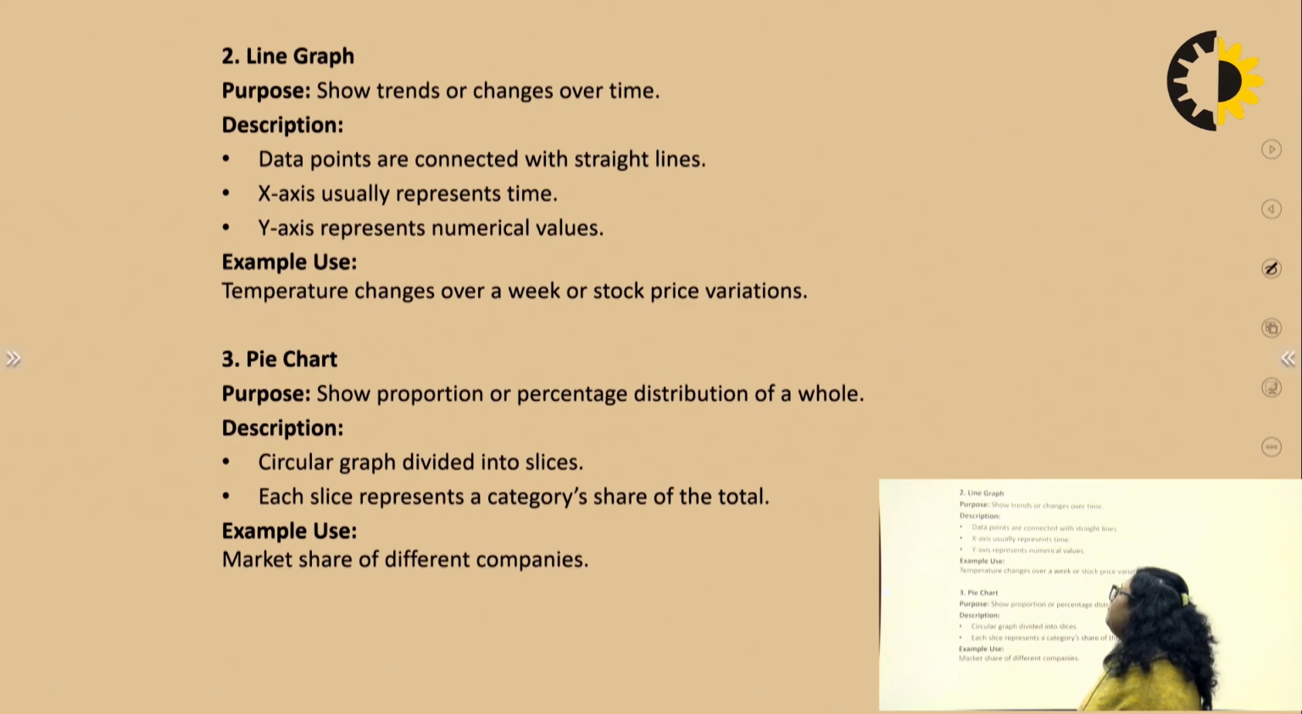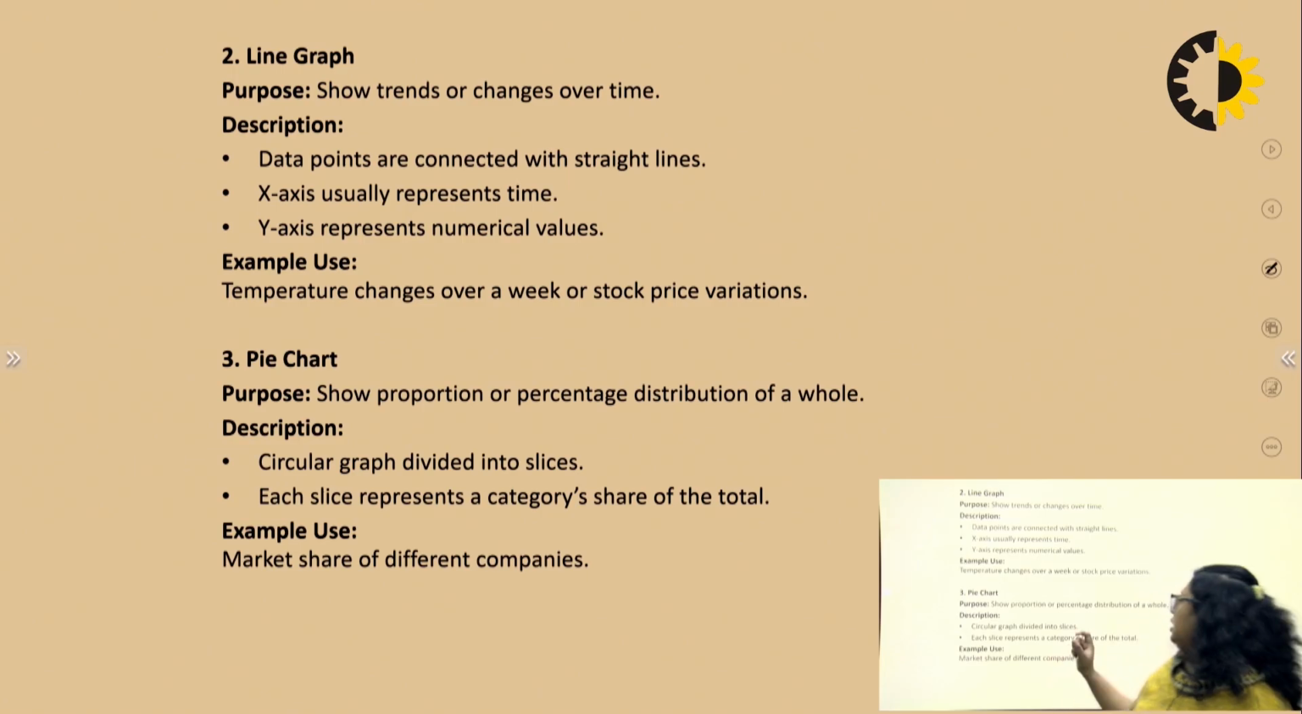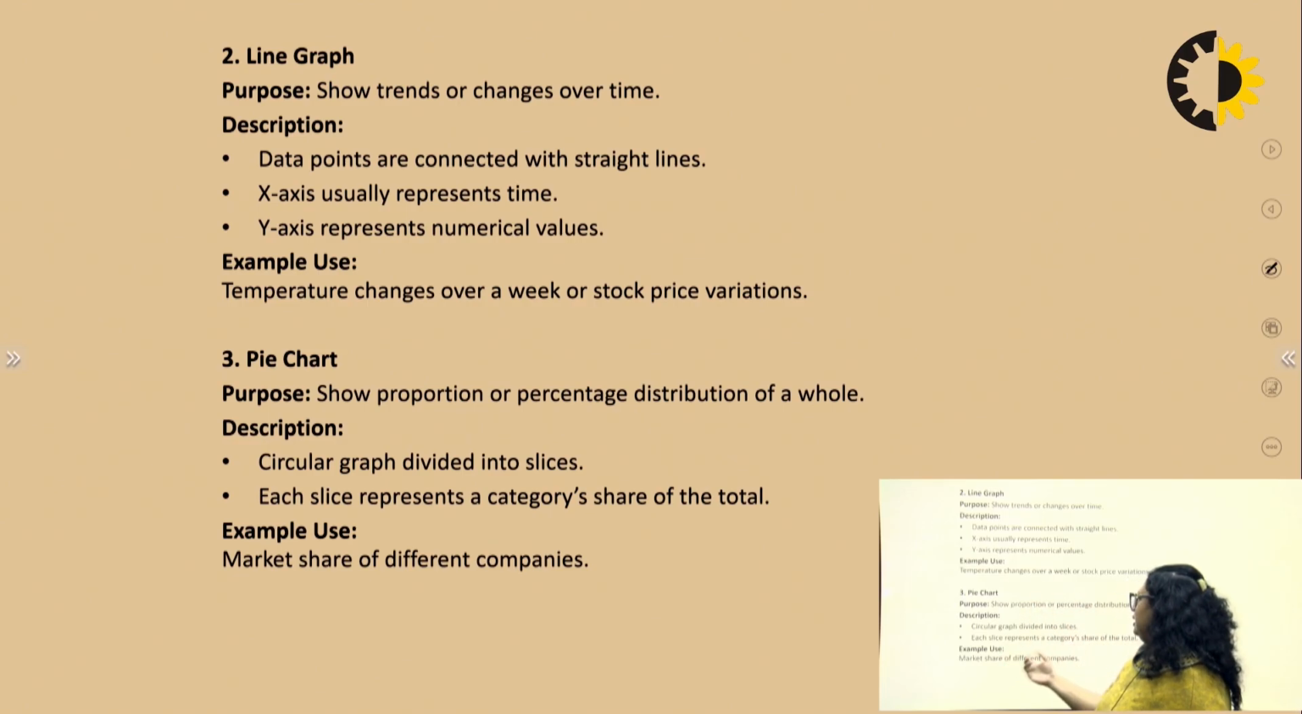Third is the pie chart. A pie chart shows a portion or percentage distribution of a whole. In the description of a pie chart, the circular graph is divided into slices. Pie means slices, and a graph represented in the form of slices is a pie chart. Each slice represents a category's share of the total. And what is the use of a pie chart? Market share of different companies.